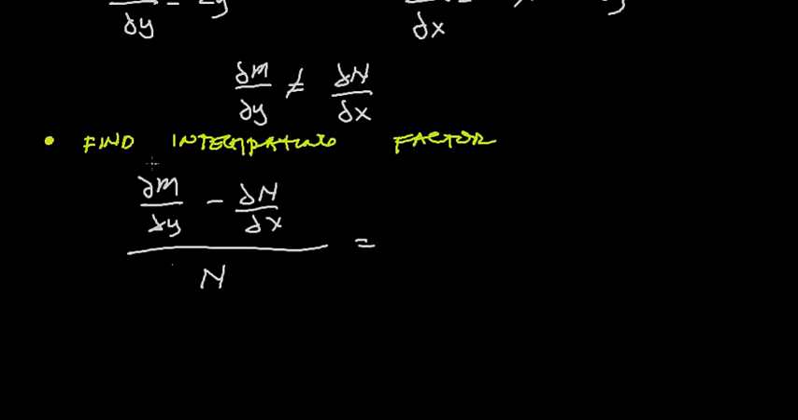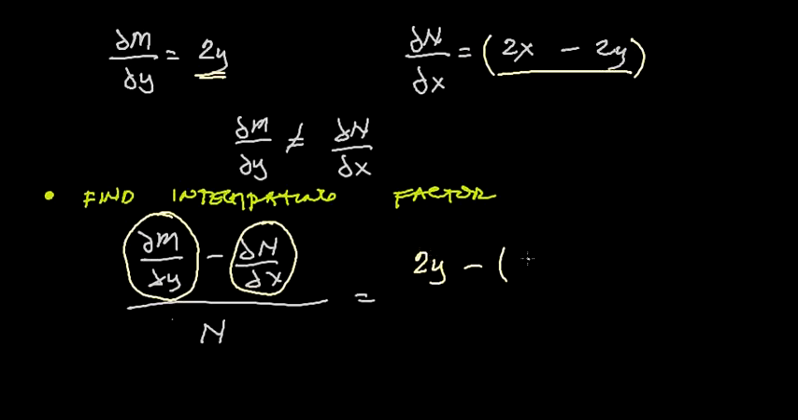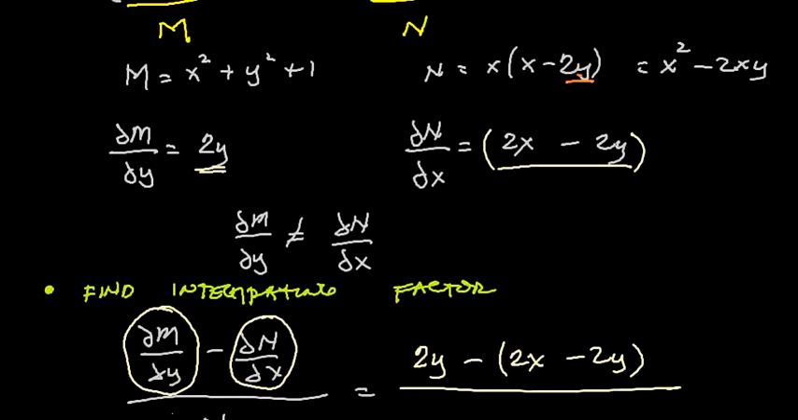what is our partial derivative of M with respect to y? That is equal to 2y, so we substitute it here. We have 2y minus the partial derivative of N with respect to x, which is equal to this part. So we have minus, do not forget to make a bracket here, because that whole term is subtracted, (2x minus 2y), then all over our N, which is this part here.